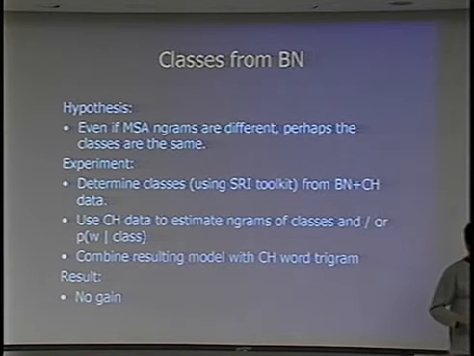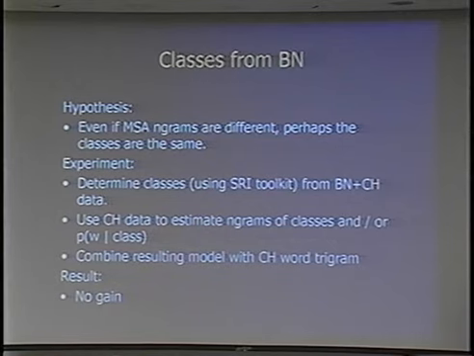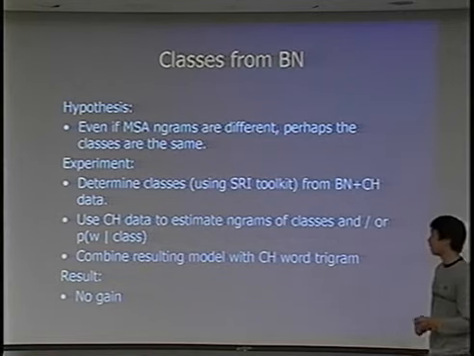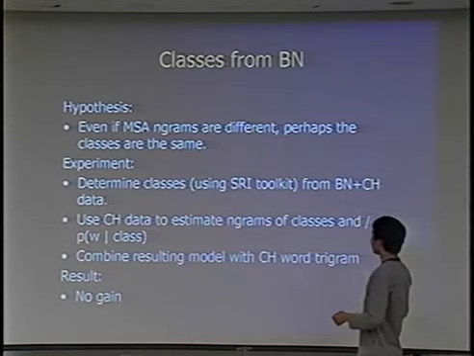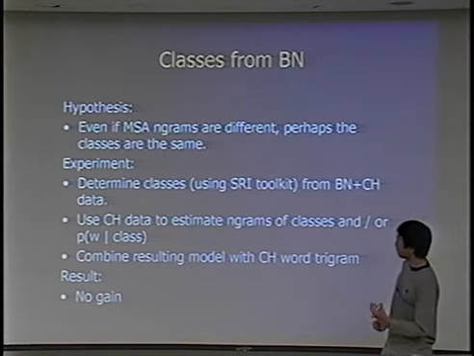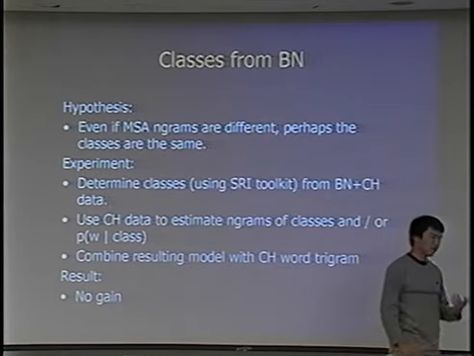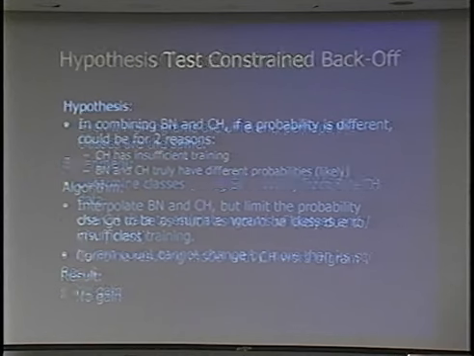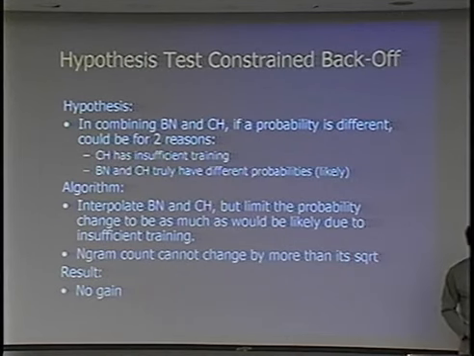The idea is that two languages might be very different, but they probably have the same classes. So they used the SRI toolkit to derive the classes, then they used Call Home data to find the n-grams of classes, and the probability of a word given a particular class. Then they combined this resulting new model with the Call Home word trigram. But the result is still no gain.